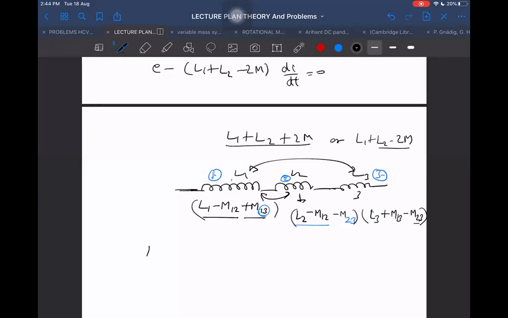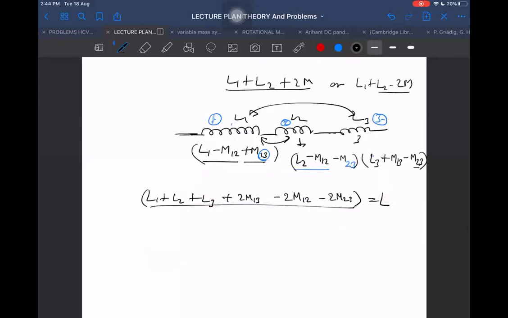And then what will be the series effective combination of this? Effective will become L1 plus L2 plus L3. How many times M13? Plus 2 times M13. How many times M12? Everything 2 times. Minus 2 times M12. How many times M23? Minus 2 times M23. This is the effective inductance of this circuit. Once we know the effective inductance, I can just replace it by a single inductor with this effective inductance, and then I can solve in the usual way. This is how it is in the case of 3.